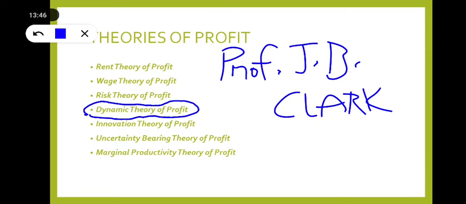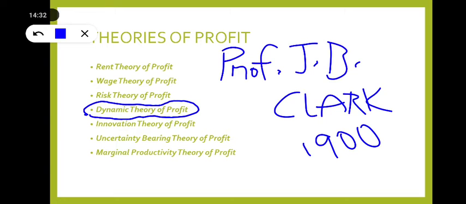Professor J.B. Clark propounded the dynamic theory of profit in the year 1900. To him, profit is the difference between the price and cost of production of the commodity. The profit is the result of progressive change in an organized society. The progressive change is possible only in a dynamic state. According to Clark, the whole economic society is divided into the organized and unorganized society. The organized society is further divided into static and dynamic state. Only in the dynamic state, profit arises.